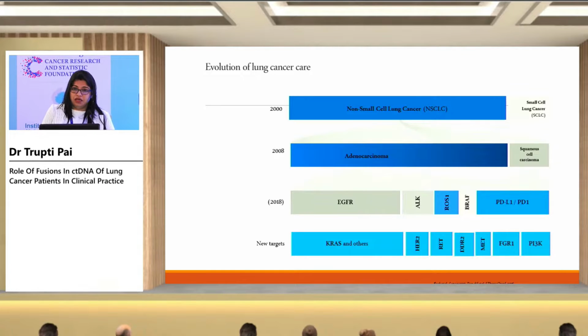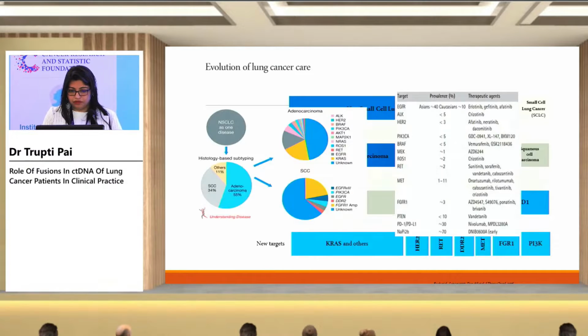So we all know how there is an evolution of lung cancer care. In early 2000, the broad classification of lung cancer as small cell versus non-small cell would suffice. Then came an era where you needed to histologically and accurately classify adeno versus squamous. And now is the molecular era where you need to pinpoint which exact molecular targets are present in a particular case. So for each histology-based subtype, there is a different spectrum of molecular targets. And now there is an ever-increasing list of FDA-approved drugs.